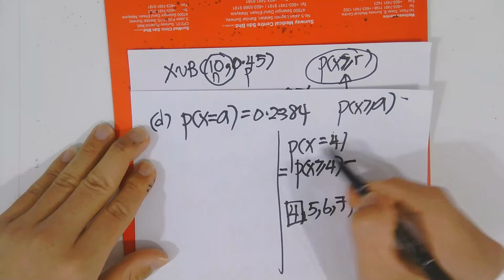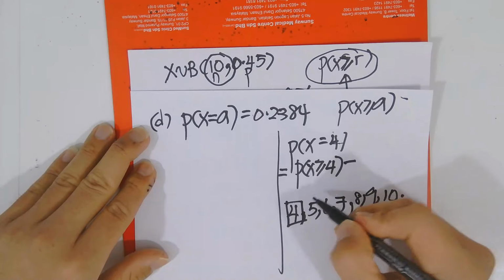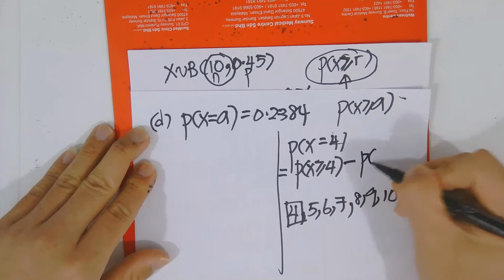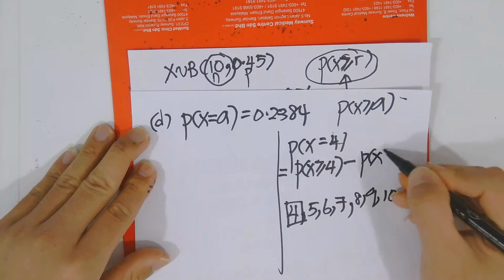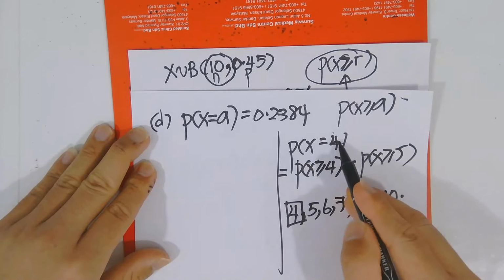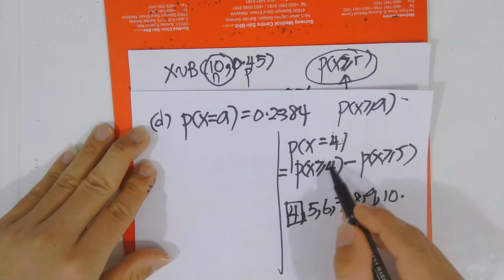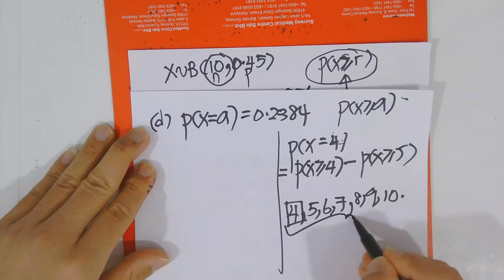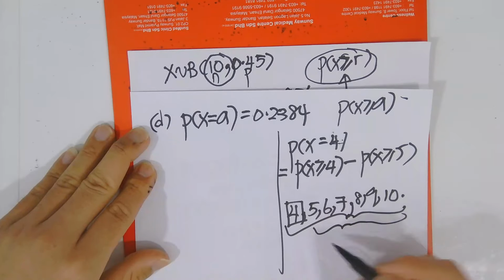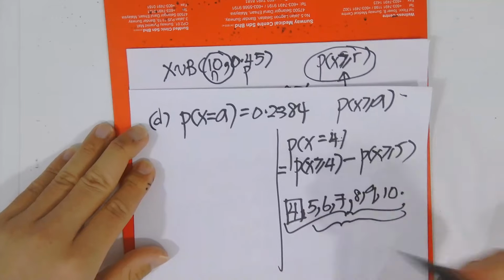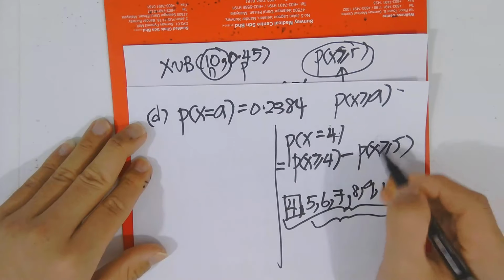But I just want the value of 4. So I don't want 5. Start from 5 and above, I don't want. That's why if I say P(X) equals 4, I will take P(X) at least 4, which means everything, minus away at least 5. Then I will get the value of 4. So very simple. Then this one I can read from the statistical table.